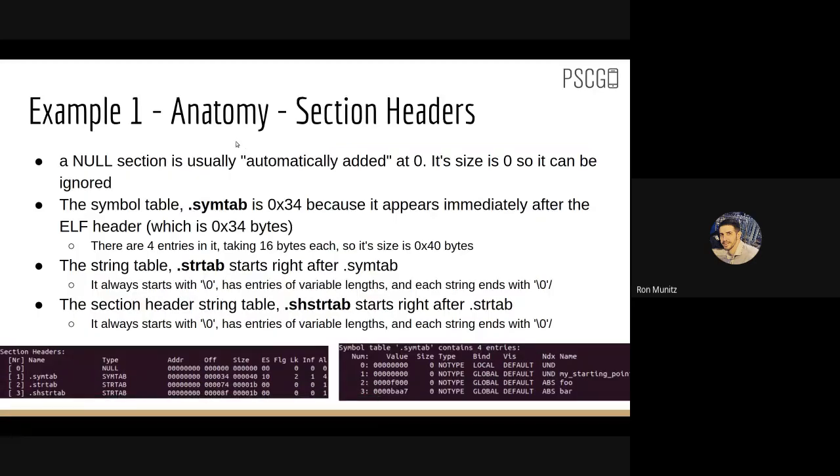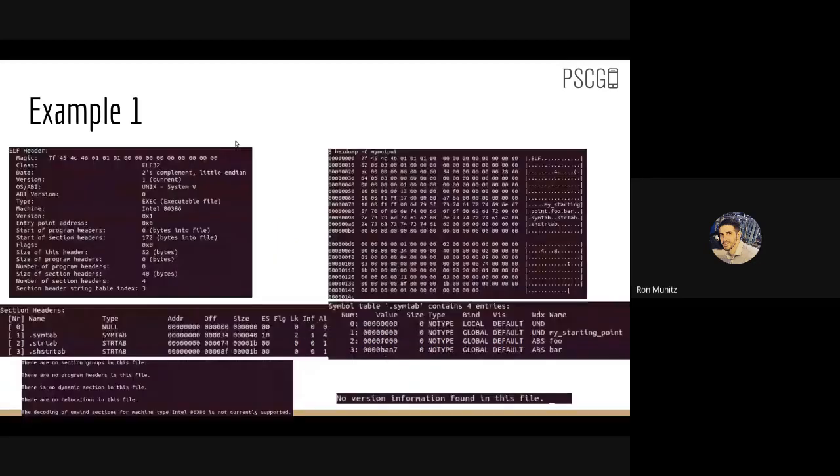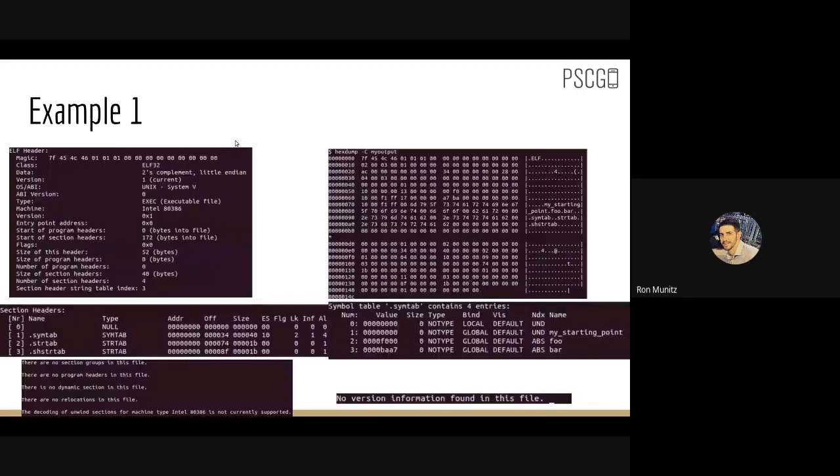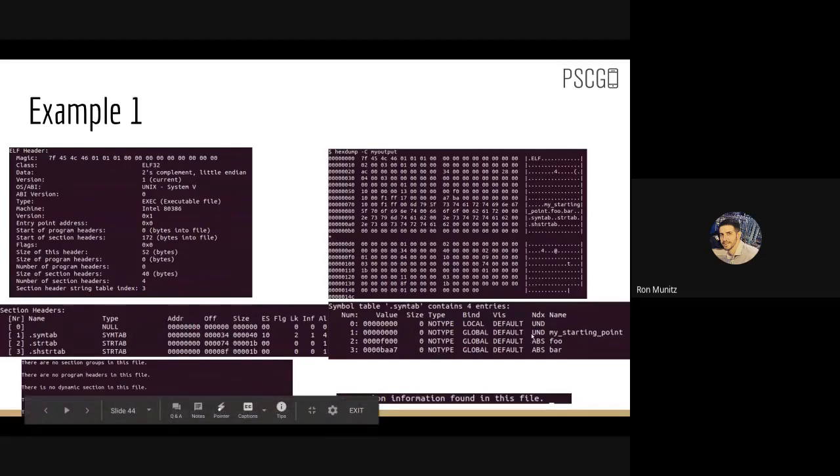So what did we have in the section headers? Okay, so we'll usually have a null section header that will be automatically generated for us. Okay, and if we have a look, and I remind you, we had this foo and bar. This is my foo and bar addresses. They were not defined in any section, okay, but they were defined somewhere. Where are they defined? In the symbol table. Okay, so what is their value? Foo is this and bar is this, and if I do nm on the file, I will see the same thing.